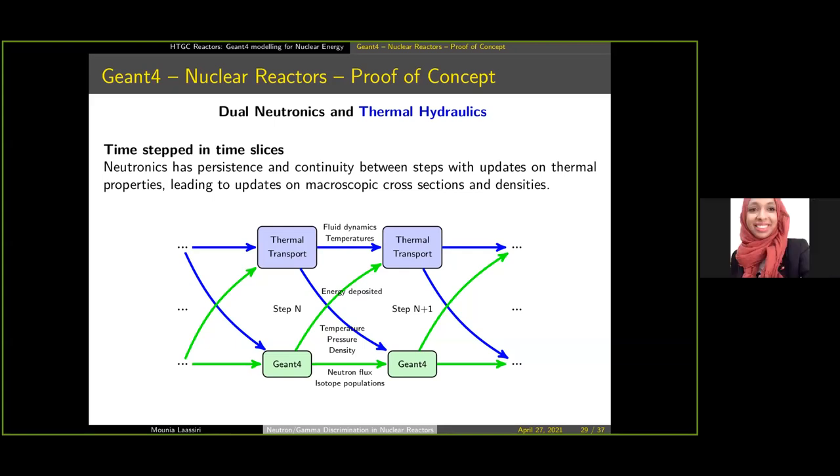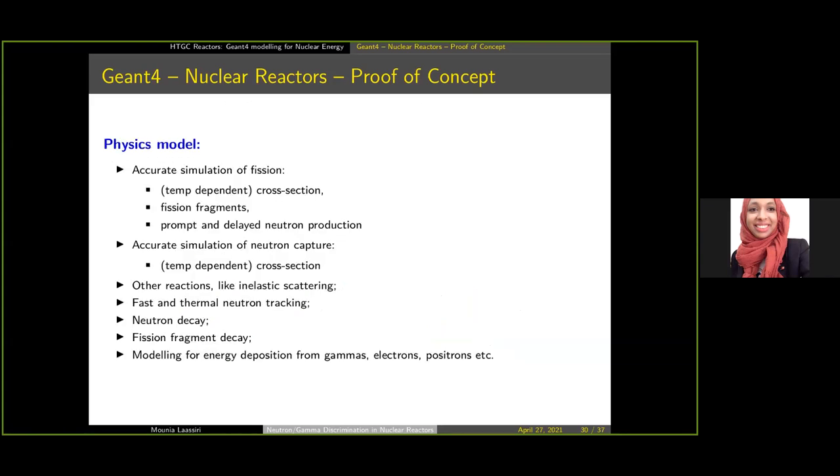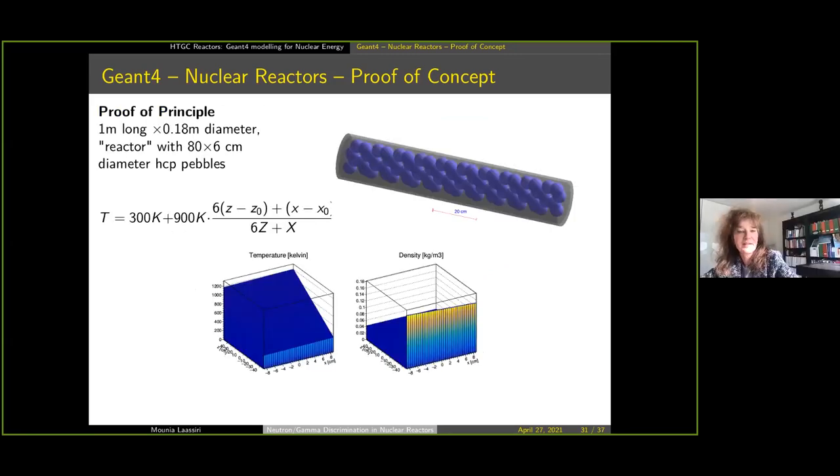Yes, we are thinking to model the whole reactor. First we started with only a 1 meter cylinder, and then we will go to the whole reactor. Very good, for the reactor. It's really good to think that in the GN4, which is typically for high energy physics, with the simplification towards the nuclear part with all those interactions, it's really good to have the full range.